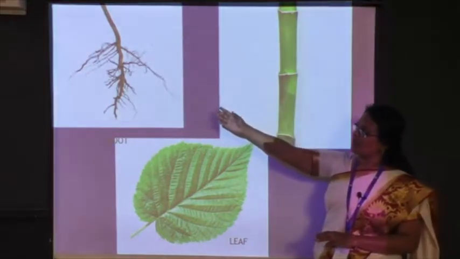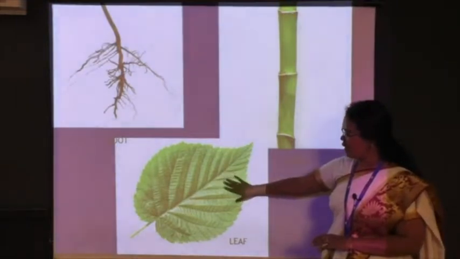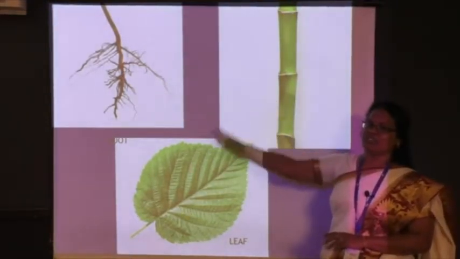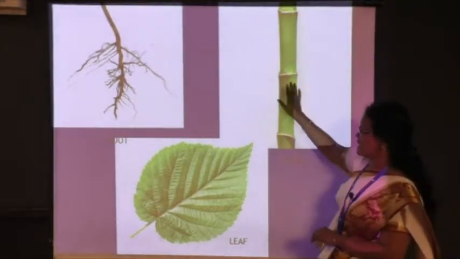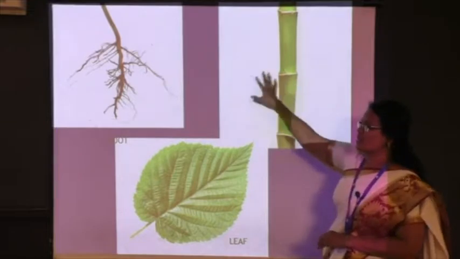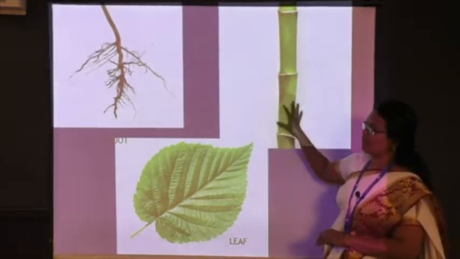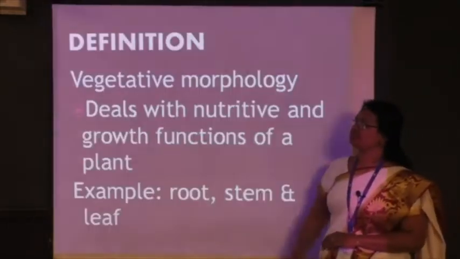You know that this is a taproot system, and this is reticulate venation, that is a dicot leaf, and this is a stem. Normally we know the function of a root is absorption and fixation, of the leaf is photosynthesis, and of the stem is mechanical strength. These organs deal with the vegetative, that is the nutrition part, so they are called the vegetative organs of a plant. First we are going to see root.